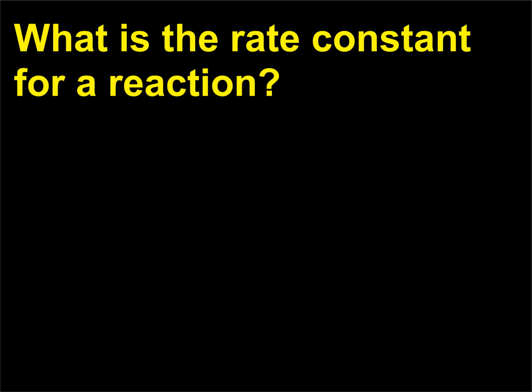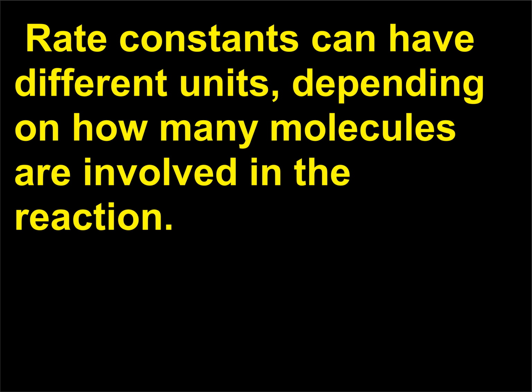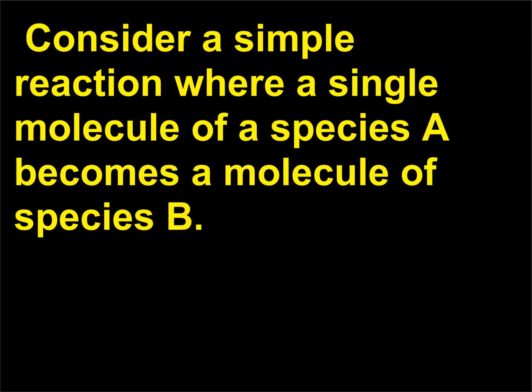What is the rate constant for a reaction? The rate constant for a chemical reaction is a quantity that describes how rapidly the reaction proceeds. Rate constants can have different units, depending on how many molecules are involved in the reaction. Consider a simple reaction where a single molecule of a species A becomes a molecule of species B.